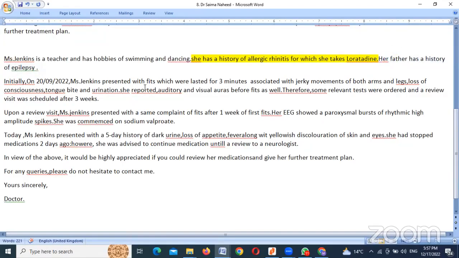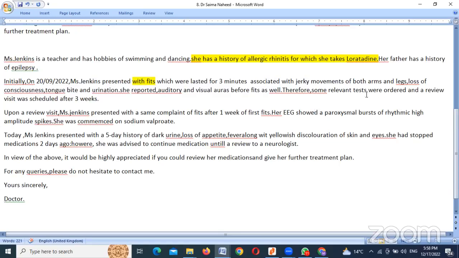She presented with fits which were lasted. It was a single fit. Okay, we cannot use it as plural. Which lasted for 3 minutes, associated with jerky movements of both arms and legs, loss of consciousness, tongue bite, and urination. Urination, no, she passed urine like this. Urinary incontinence like this. She reported auditory and visual auras before fits as well. So overall, your organization can be improved, Dr. Sama. Okay, organization within the paragraph, as I have discussed.